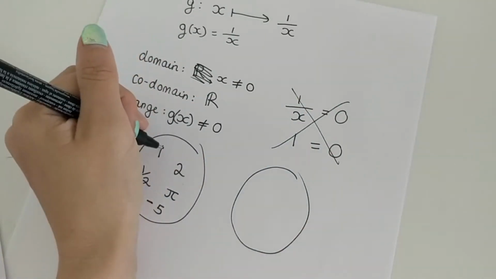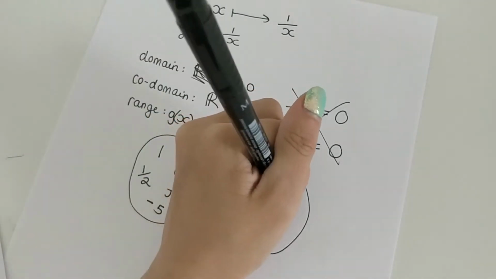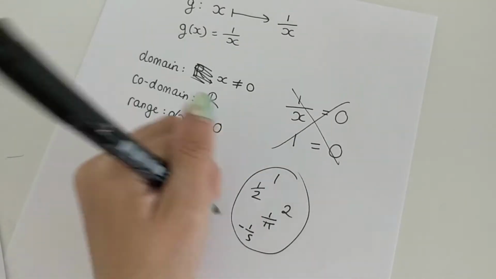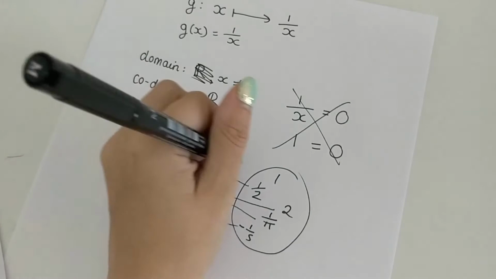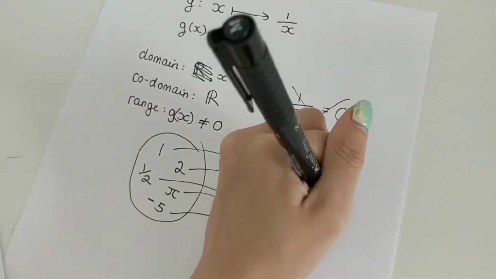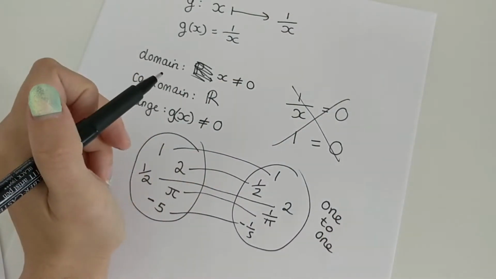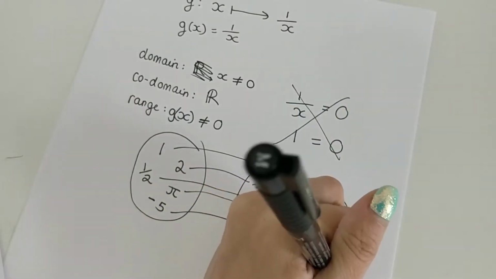If I put these numbers in, 1 divided by 1 is 1, 1 divided by 2 is a half, 1 divided by a half is 2, 1 divided by pi is 1 over pi, and minus a fifth. Yeah, everything's just going to map to one thing, isn't it? I'm pretty convinced that nothing's going to map to more than one thing, and there's not 2 things that are going to map to one thing, so it's 1-to-1, which means it is a function.